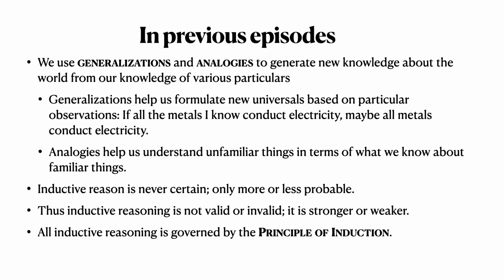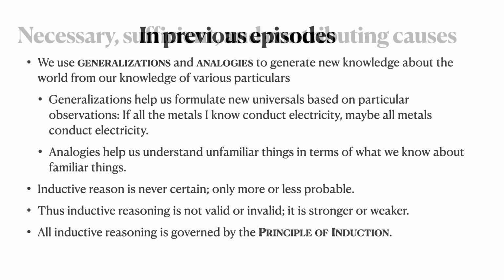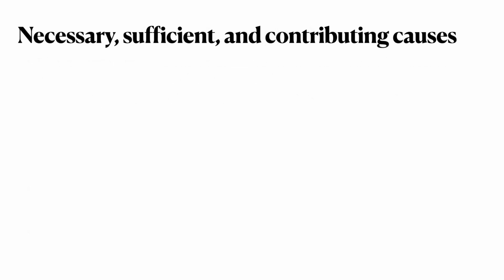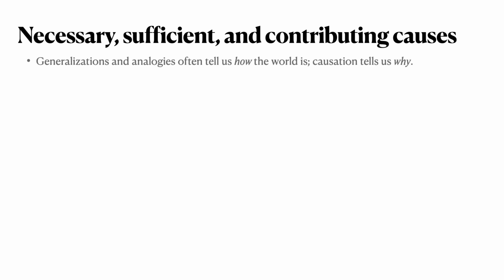All right, so now let's move on and take a look at three different types of causation: necessary, sufficient, and contributing causes. So generalizations and analogies often tell us how the world is. They help us understand it. What is the fact of the matter? How is the world put together? But causation tells us maybe why the world is that way or why something happens.